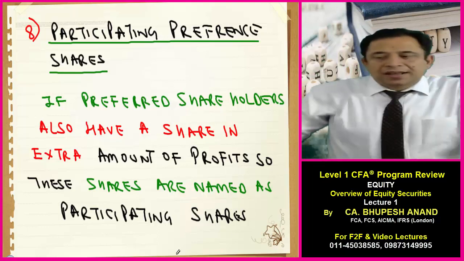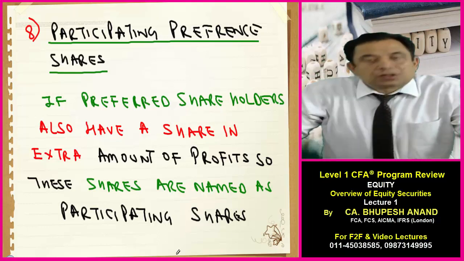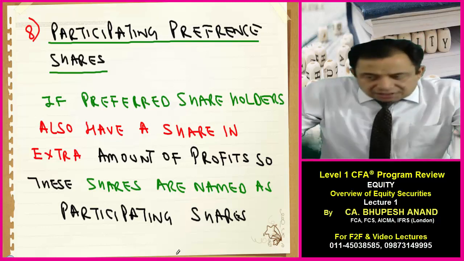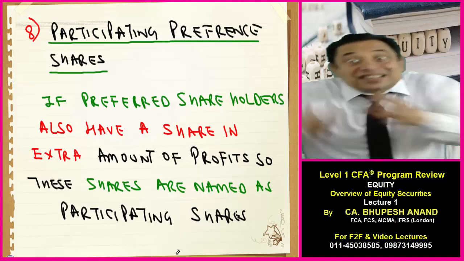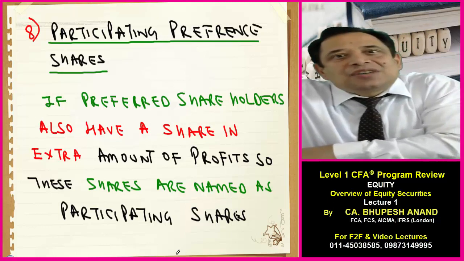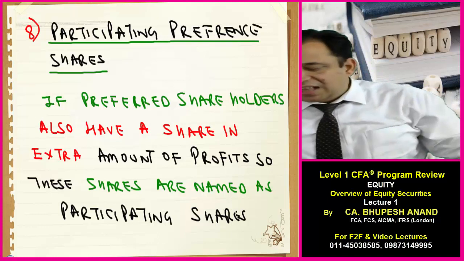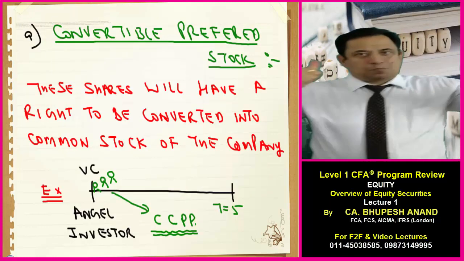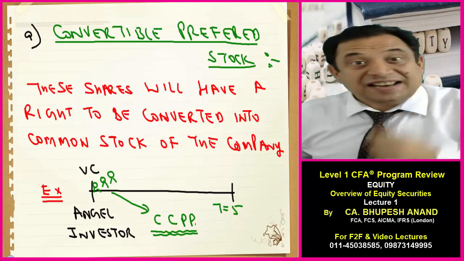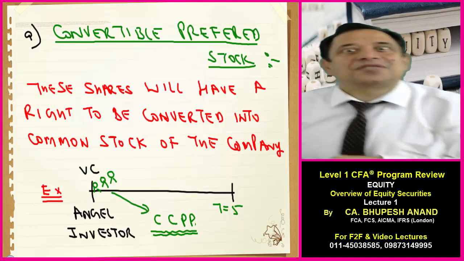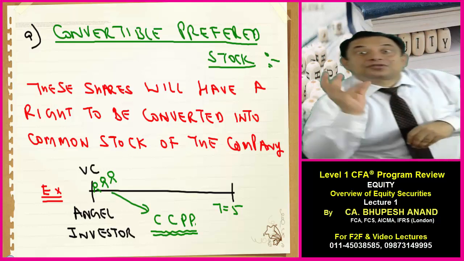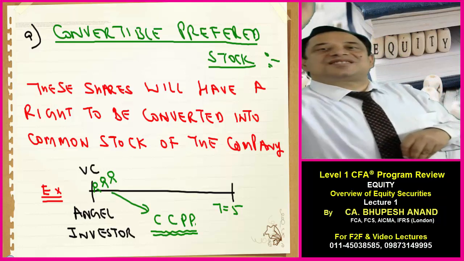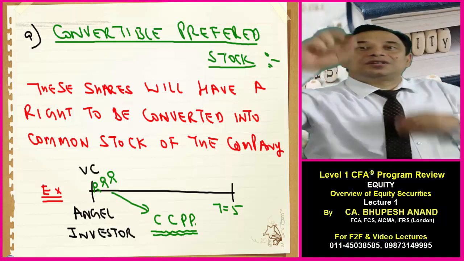So just write down: if preferred shareholders also have a share in the extra amount of profits other than the fixed amount of dividend, these shares are named participating shares. The last point I want to start with is convertible preferred stock. It means preferred stock which can convert into other forms, into equity shares or into debt.